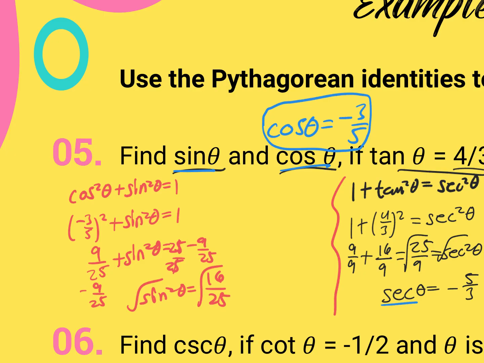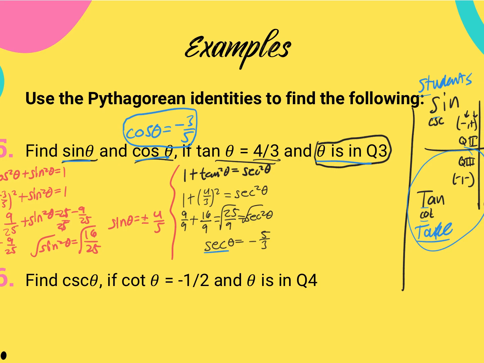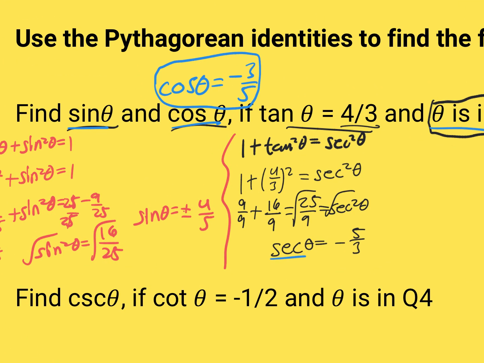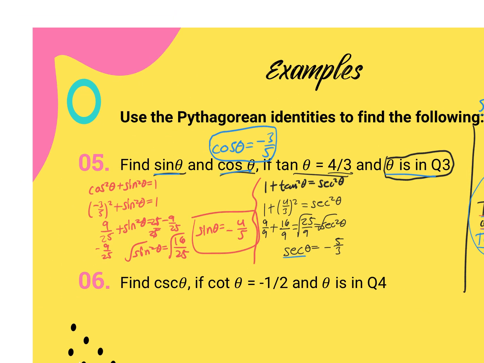Then I can square root both sides, and I get sine is plus minus 4/5. Again, think about theta in the third quadrant. If it's in the third quadrant, then tangent and cotangent are the only ones that are positive. Sine is not one of them, so I'm going to erase that plus minus, and it's just going to be minus 4/5. And that's how we would solve a problem like this using the Pythagorean identities.